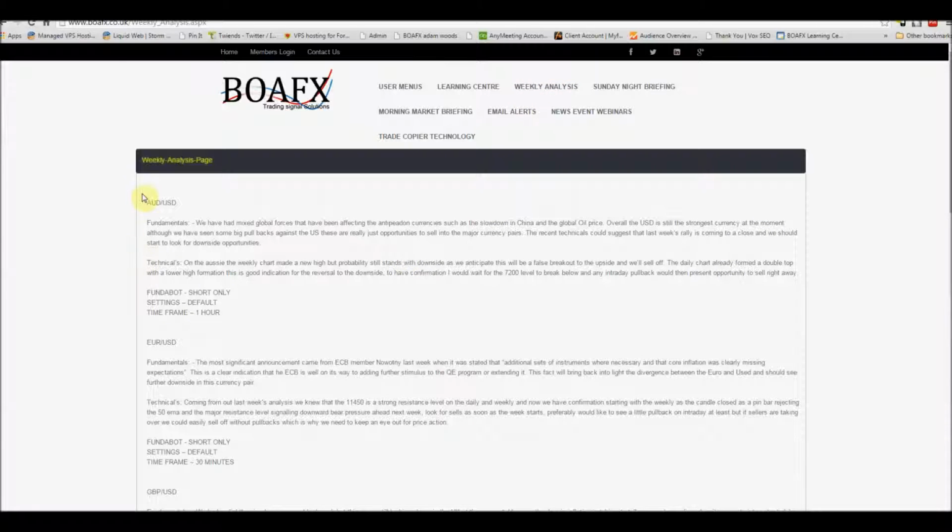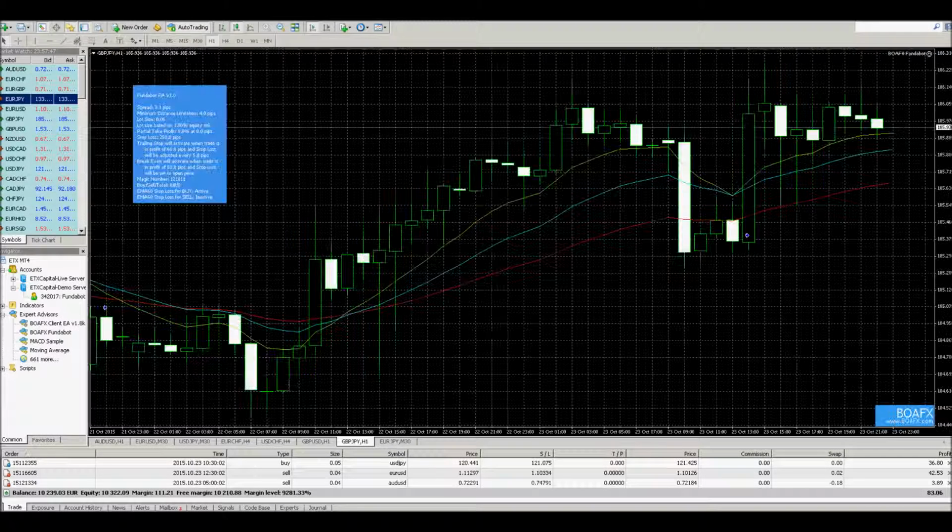If we click on this, you can see the weekly analysis page. It gives me the Aussie dollar, US dollar, tells me what the fundamental direction is, and then it gives me the Fundabot settings at the bottom. It says short only, default time frame 1 hour. So if I go back to my VPS and bring that back up, let's go to the Aussie dollar.